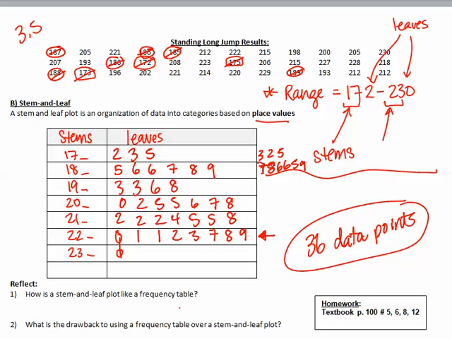How is a stem and leaf plot like a frequency table? Well, in each case, we're divided into intervals. So we have intervals that we could use. And also, it's like it because I'm able to determine which intervals are more frequent or which intervals have more data points in it. So we can find the frequency.